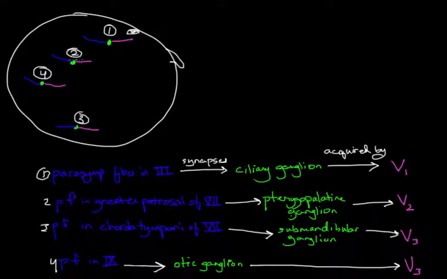So the second one is the parasympathetic fiber, so I just wrote PF for parasympathetic fiber. It is going to begin in the greater petrosal branch of cranial nerve 7. Cranial nerve 7 has many different branches, and this branch specifically is what carries the parasympathetic fiber. It's going to synapse at something called the pterygopalatine ganglion, and then 5-2 is going to acquire it after its synapse, okay?